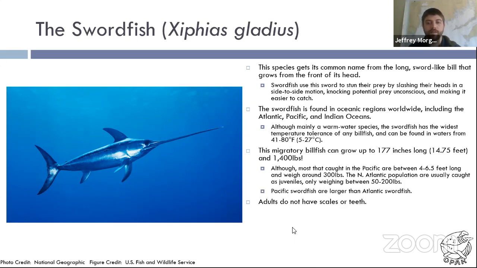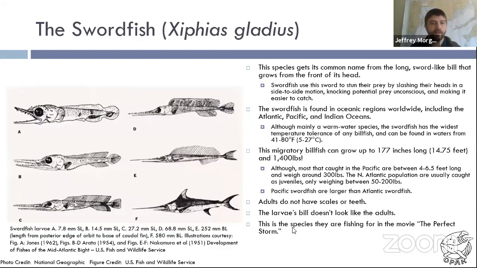And again, the adults do not have scales or teeth. Those evolve out as they get older. And you'll see that the little larvae of our swordfish here, they do have teeth as well as scales, but as they grow, they lose both of those. You'll also see that the younger swordfish has a much larger dorsal fin.